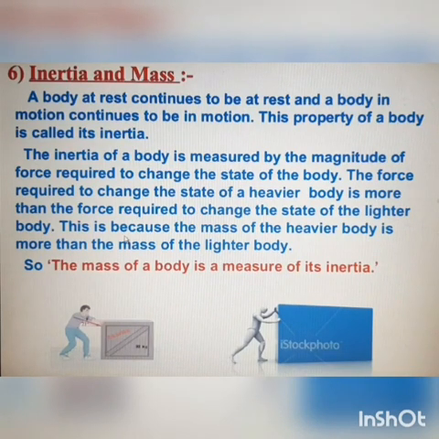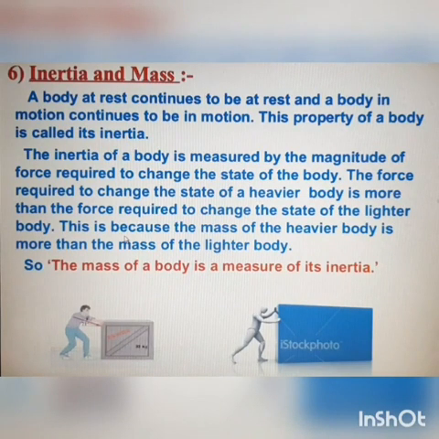Inertia of a body is also measured by the magnitude of force required to change the state of the body. That means whatever force I require to change the state of a body, from rest to motion or from motion to rest, is also considered to be inertia.